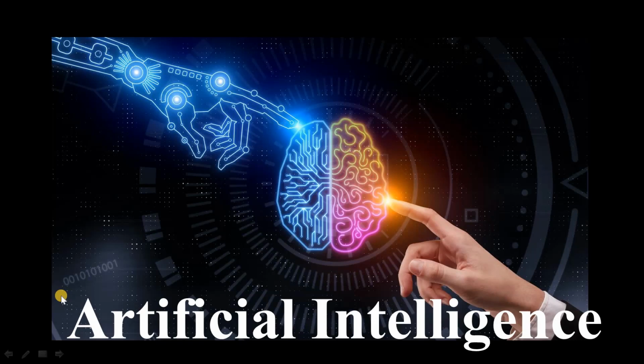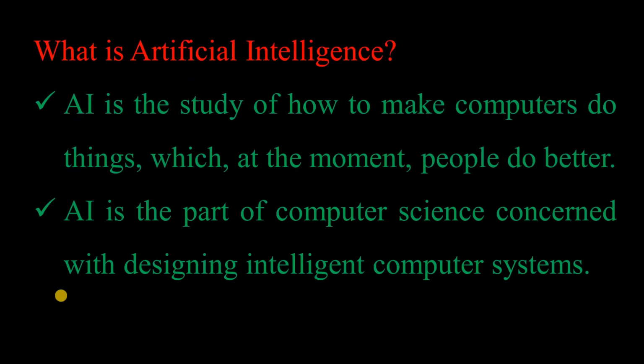Then at last, we'll conclude this module by checking 4 different types of AI problems, like 8 puzzle problem, then crypt arithmetic problem, then missionary cannibals problem, and block world puzzle. So moving to the topic, what is artificial intelligence?